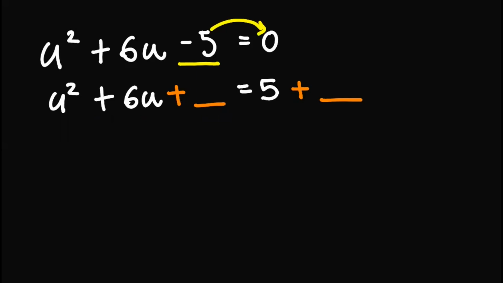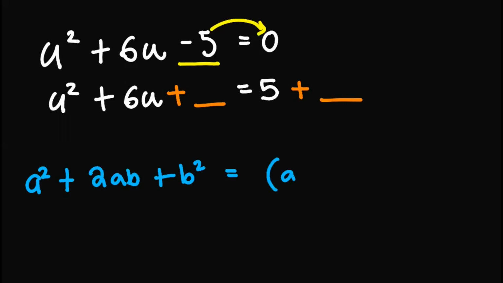Well, we recall our concept on perfect square trinomial. That when we have a squared plus 2ab plus b squared, this factors into (a plus b) squared. So technically, this is called completing the square, since we will complete the square out here. We'll complete this square by adding a certain term.